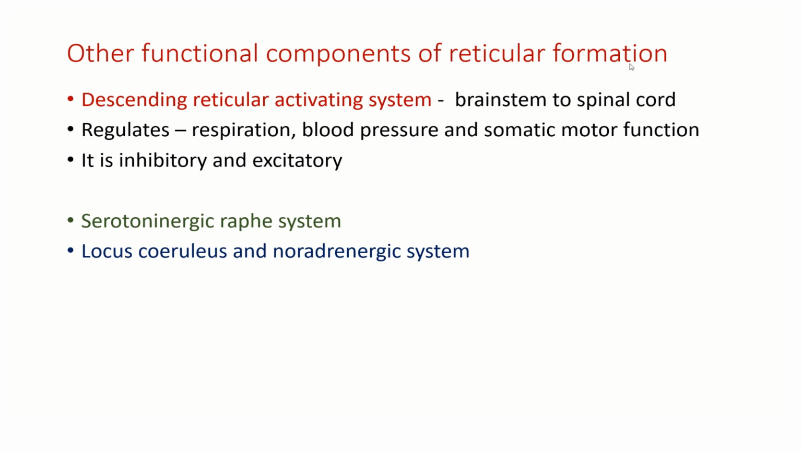The other functional component of the reticular formation is the descending reticular activating system, which is from the brainstem to the spinal cord. It regulates respiration, blood pressure, and somatic motor function. It is inhibitory as well as excitatory. An additional system is the serotonergic raphe system. The main components are the locus coeruleus and the noradrenergic system. So we have these two additional systems, the serotonergic raphe system, and the locus coeruleus and noradrenergic systems, which are yet to be studied in detail as to how these systems are working.